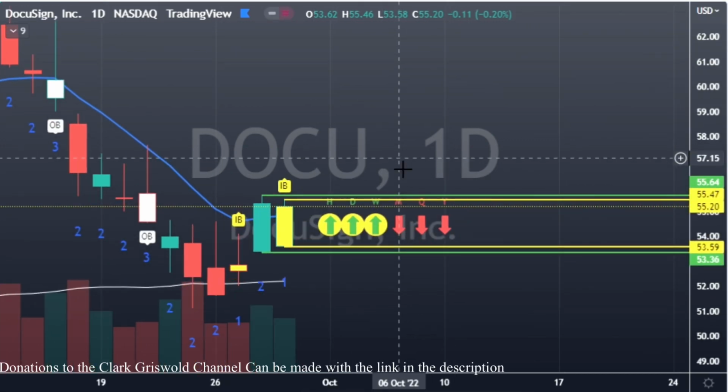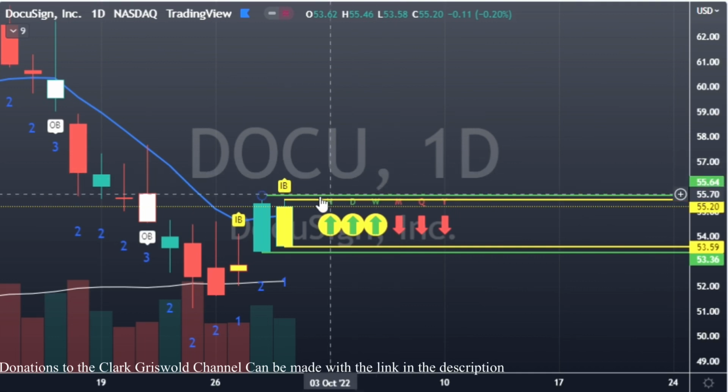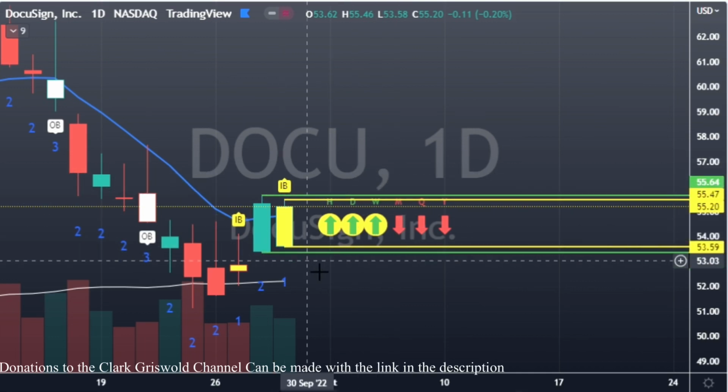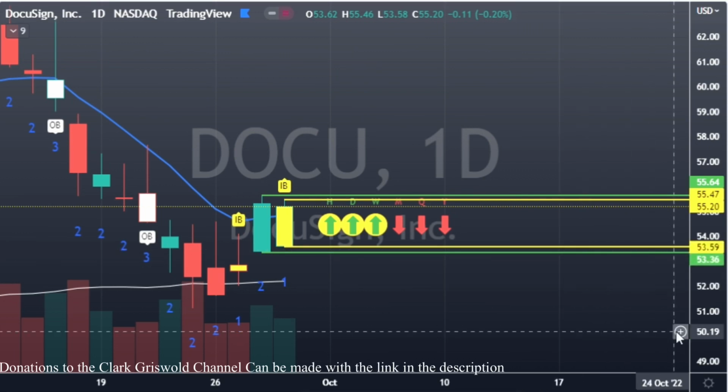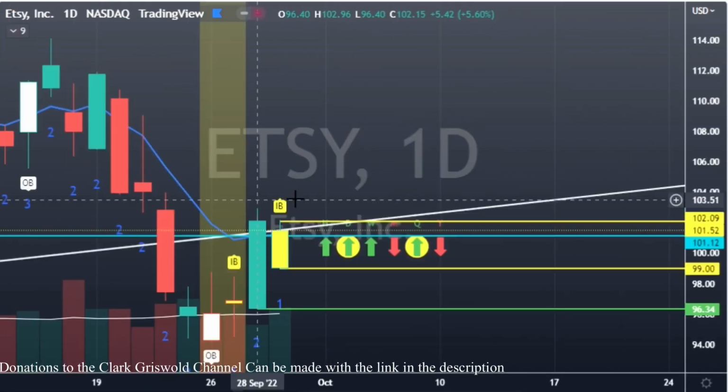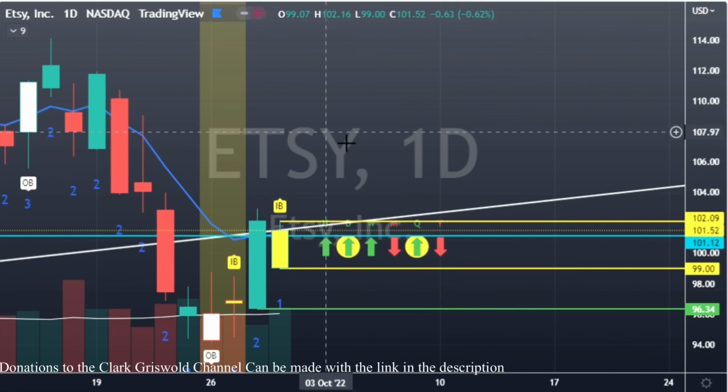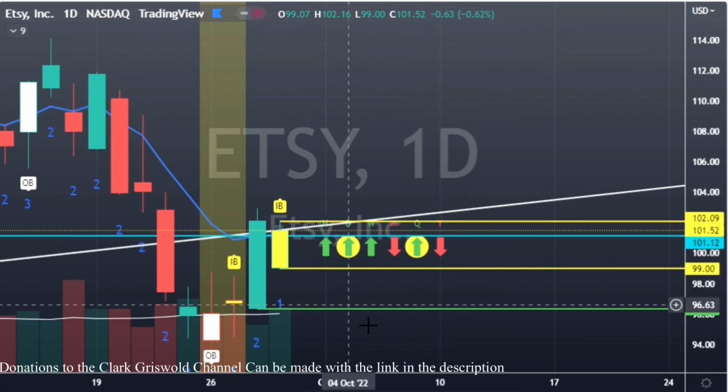Doesn't mean that the play's not going to be a great one, but I'm just going to be cautious of it, because a lot of times we tick these targets and then we reverse, and that's all you get. Okay, so calls at 55.47, puts at 53.59. Etsy, inside bar, calls 102.09, puts 99.